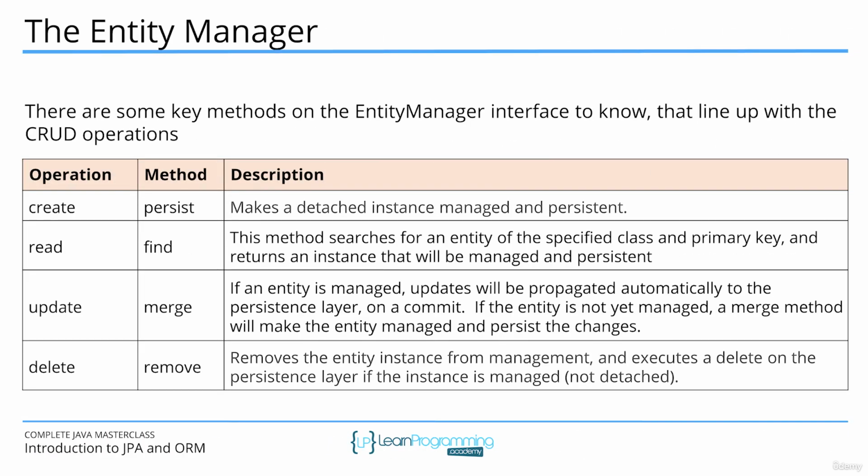There are some key methods on the entity manager interface to know that line up with the CRUD operations. The persist method makes a detached instance managed, and it's this instance's state that will get persisted on a commit. The find method searches for an entity of the specified class using the primary key in the persistent layer. It returns an instance that will be managed and automatically persisted. If an entity is managed, updates will be propagated automatically to the persistence layer on a commit.